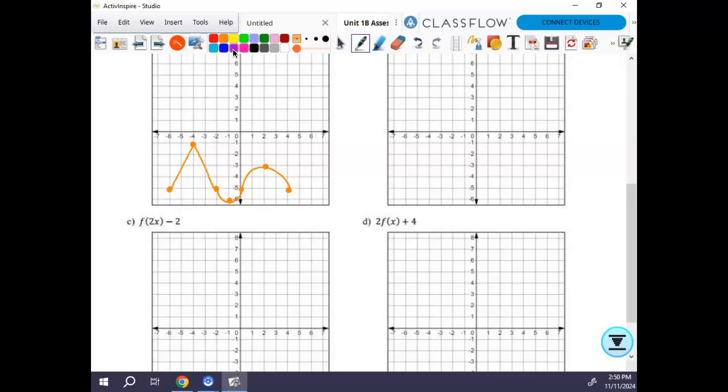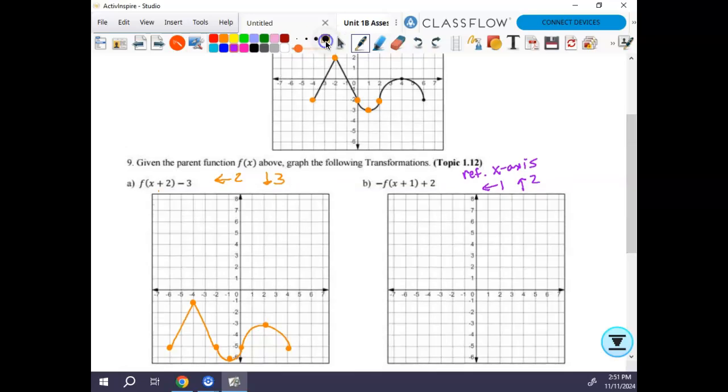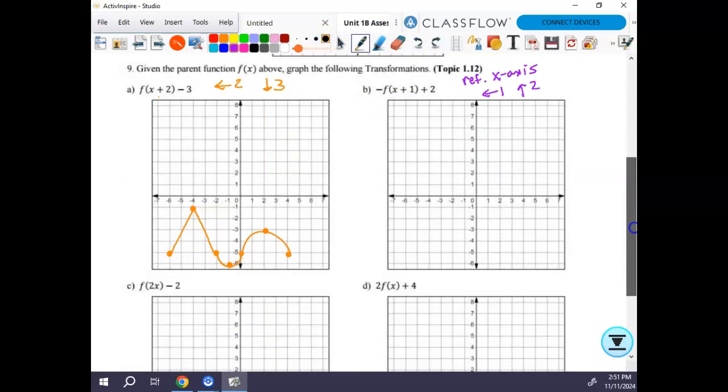All right, so then here, I'm going to reflect across the x-axis, then go left 1 and up 2. So I'm starting once again at -4, -2. Reflect across the x-axis, so I'm at -4, 2. Go left 1 and up 2, and end up right there.